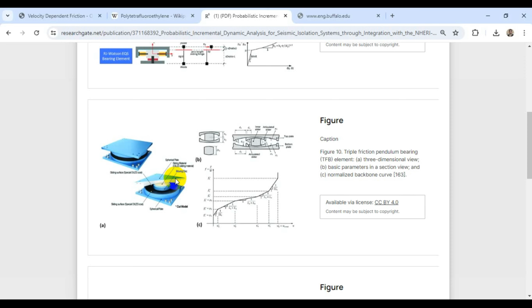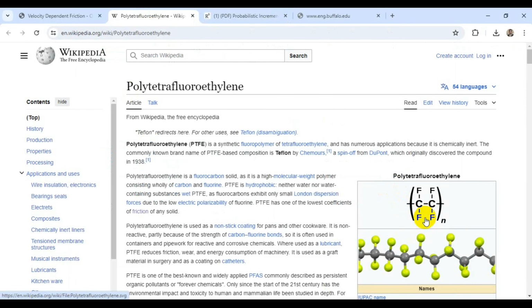This makes it a versatile material for applications where consistent low friction is desired regardless of the operating speed here. So it's quite common in earthquake analysis. And the second thing is the velocity dependence of PTFE is related to its unique molecular structure. It is provided here.